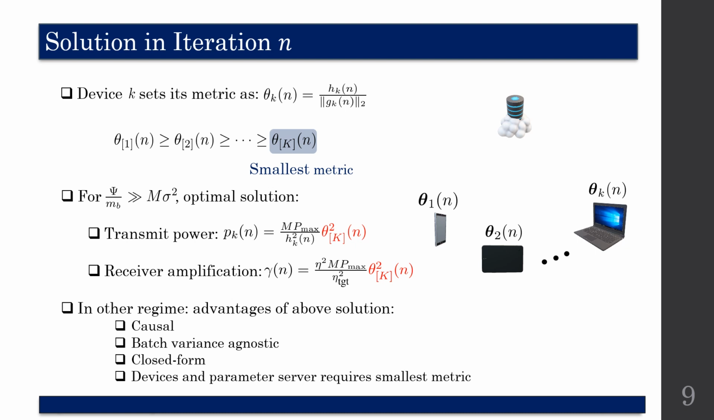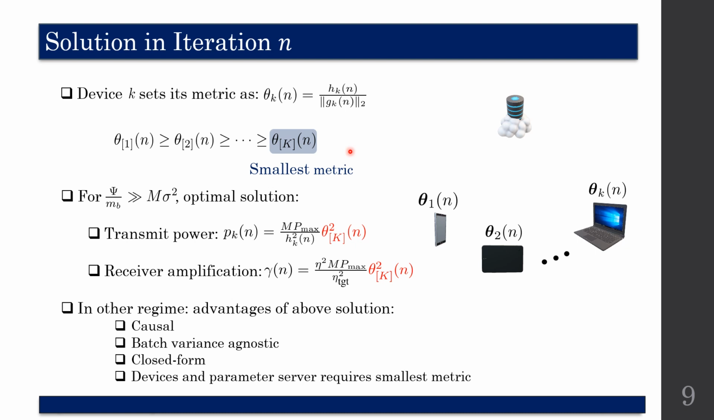The solution to this optimization problem can be computed numerically. However, in a certain regime, we can find out a closed form optimal solution. Before that, we need to know what is called a metric of a device. So device K sets its metric as the ratio between its channel amplitude and the L2 norm of the gradient it sends. And we have ordered the metrics of the devices, and theta square bracket K of n is the smallest of them.